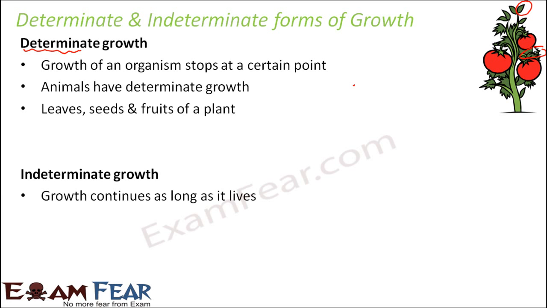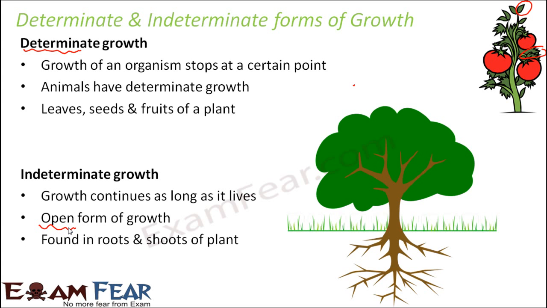Let us now talk about indeterminate growth. Here growth continues as long as the plant lives. It is also known as open form of growth. Since it continues forever, it is called open growth or open form of growth. Mostly plants show indeterminate growth.